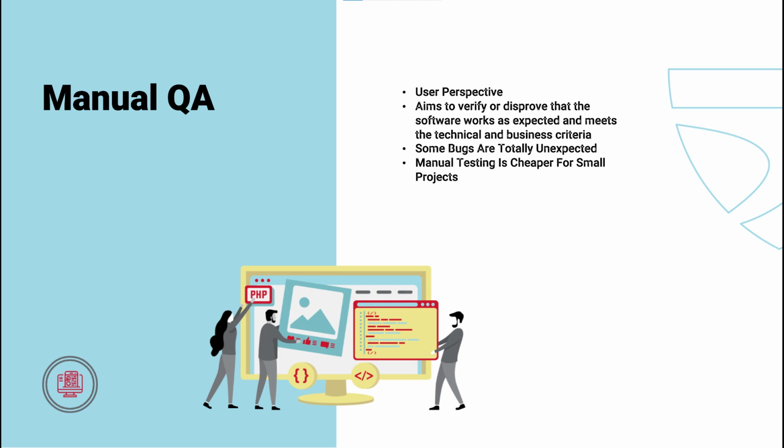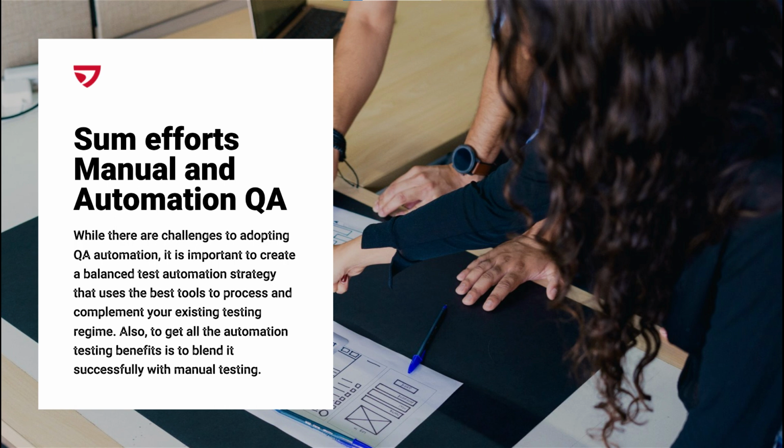Okay, so these are the advantages and disadvantages of automation and manual. So absolutely, we want to take both sides and combine them. Here we are, summing efforts with manual QA and automation. Absolutely, we are going to have some challenges in adopting QA automation from a manual perspective, and also some challenges trying to combine automation with the manual perspective, because not everything is going to work for both sides.